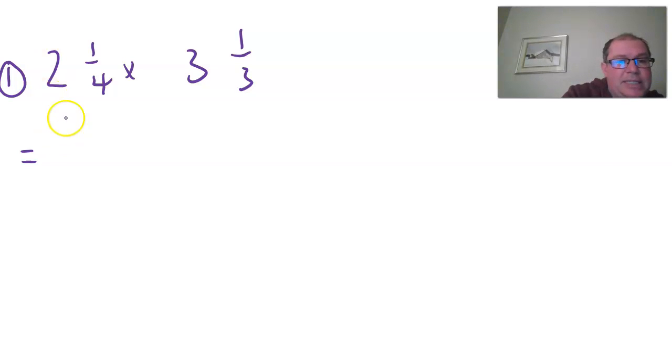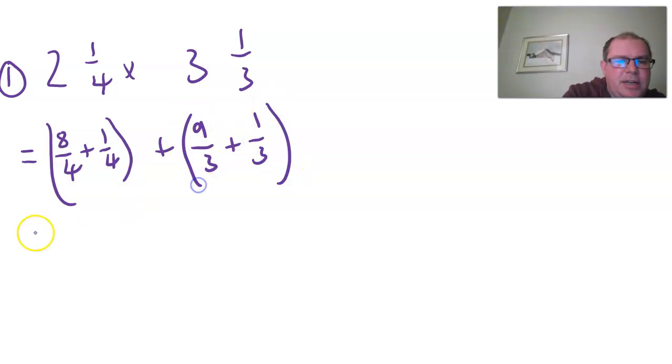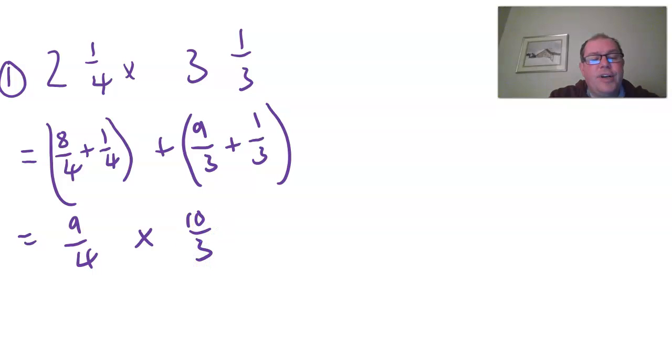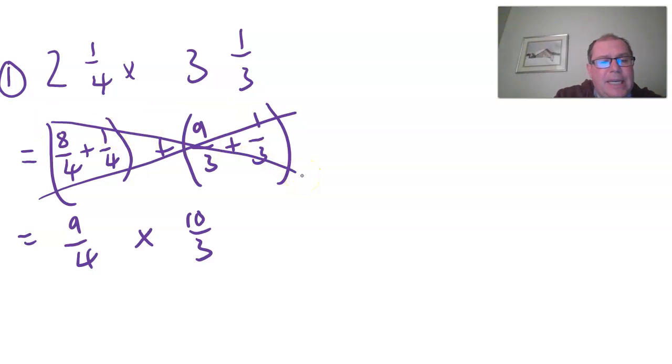So 2 is the same as 8 divided by 4. And 1/4, so I've got 8/4, add 1/4 there, and 3 expressed as thirds is 9 divided by 3. Just using equivalent fractions there. You don't have to show this step. I know many of you will go straight to 9 over 4, which is 2 1/4, times 10 over 3, which is 3 1/3. So you don't need to write this line down. I was just showing how you get 9/4 and 10/3 using equivalent fractions.